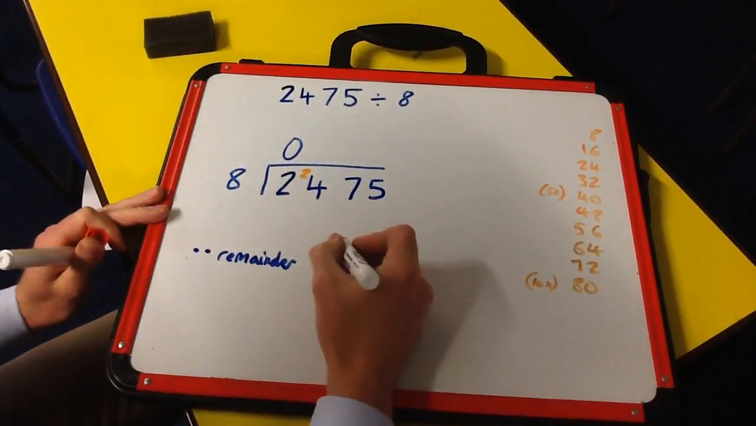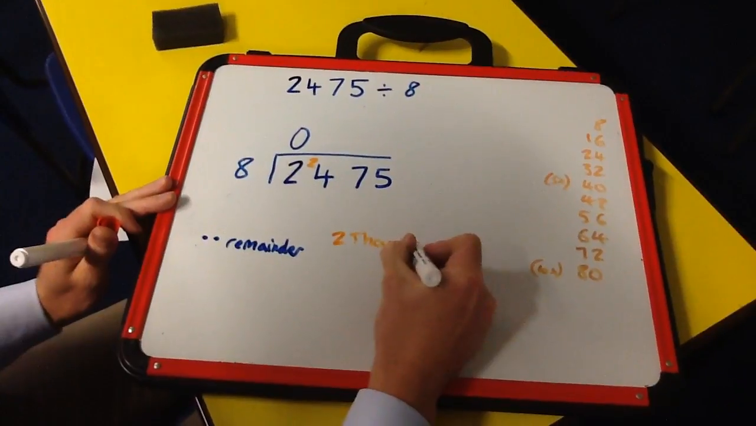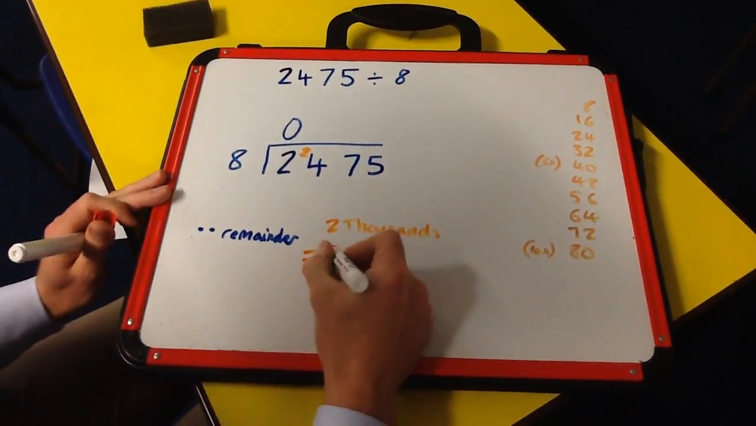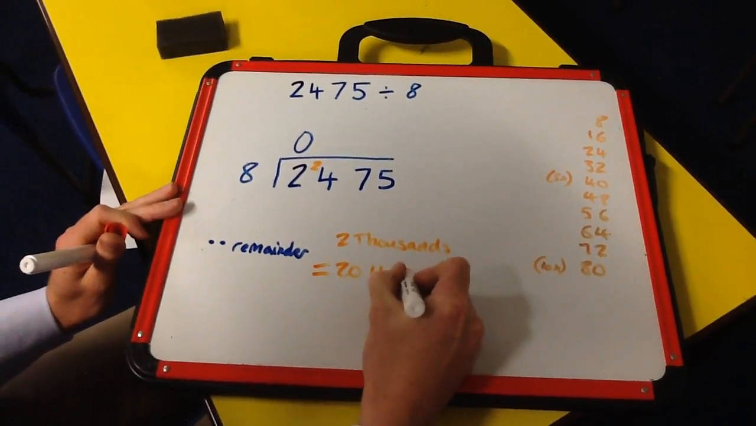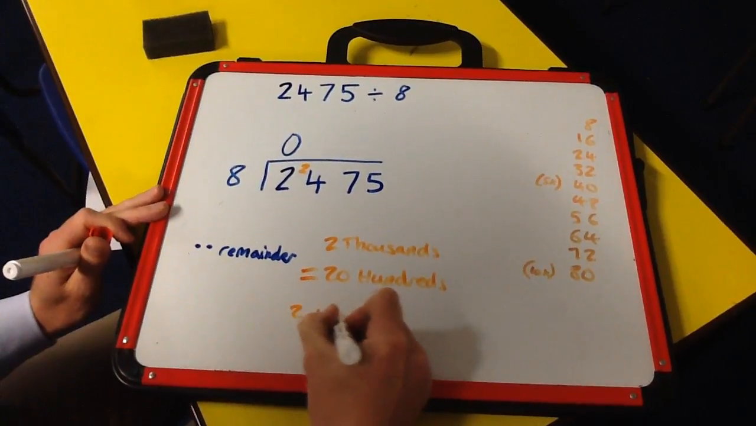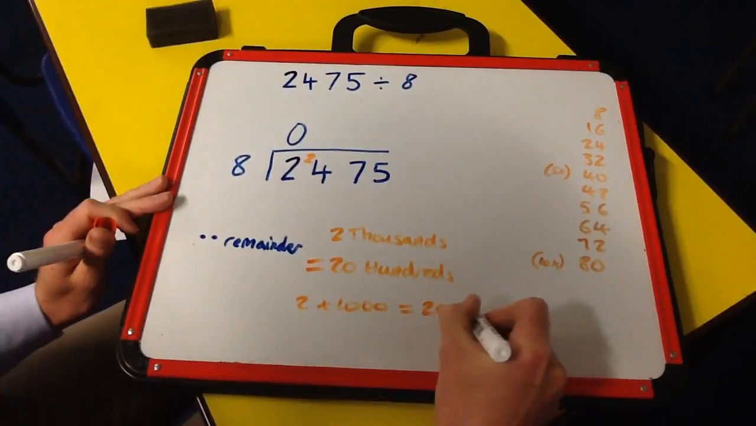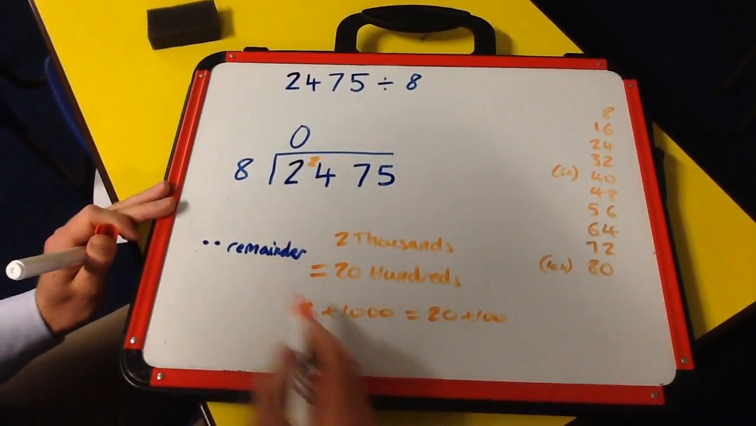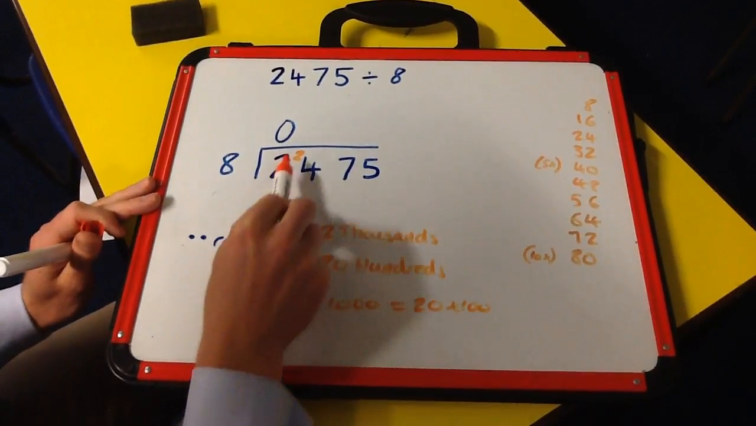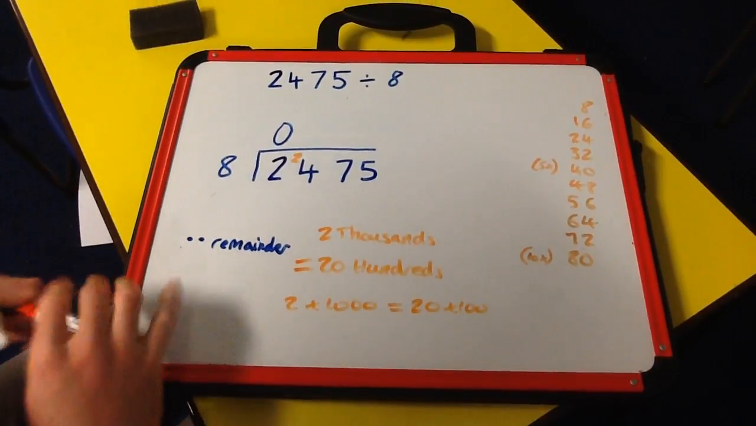What's actually happening is you've got 2 thousands, and that equals 20 hundreds. Or 2 times 1,000 equals 20 times 100. It's all the same. So we're converting our 2,000s into 20 hundreds. We've already got 4 there, so in total we've got 2,400 now.